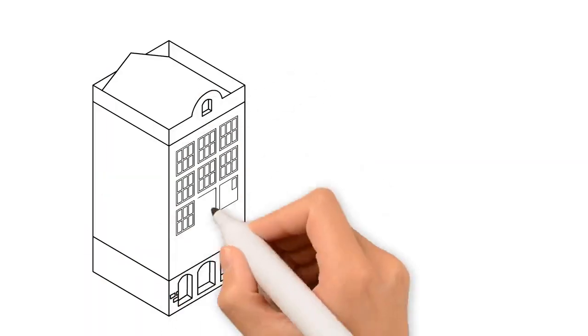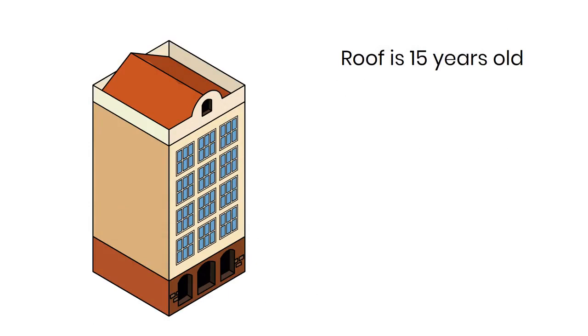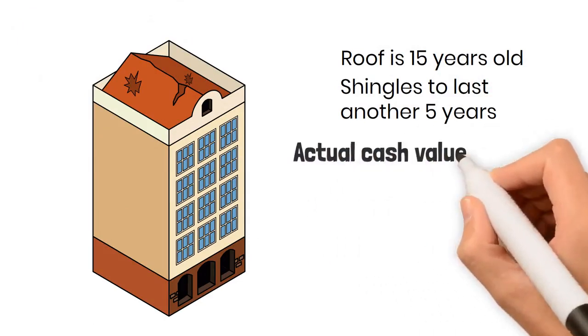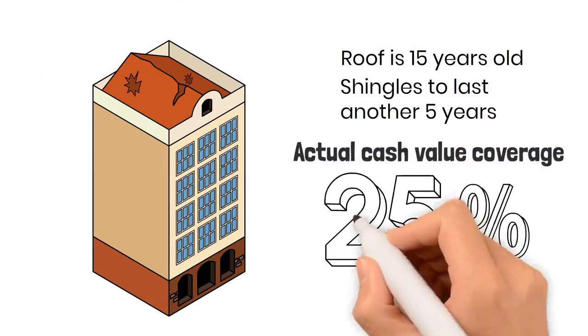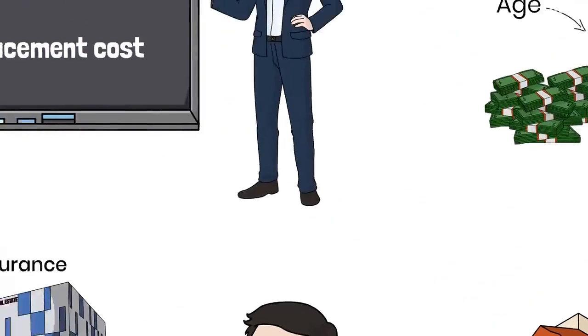As an example, let's say your building has a roof that is 15 years old. You expect your shingles to last another 5 years. If a hailstorm damages your roof, with actual cash value coverage, you would expect that 25% of the cost of a new roof would be paid. That is, 5 out of the 20 years.